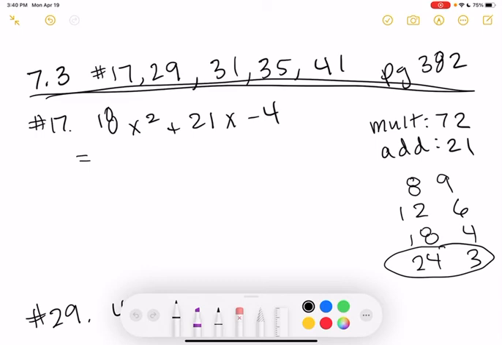Let's see, so this is page 382. So 18x squared plus 21x minus 4, that was written down right. It feels like we'd found them all. I'm sorry again that I don't know how to pause this, so you can fast forward if you want to join in later. I'm just going to start figuring out all the different factors.